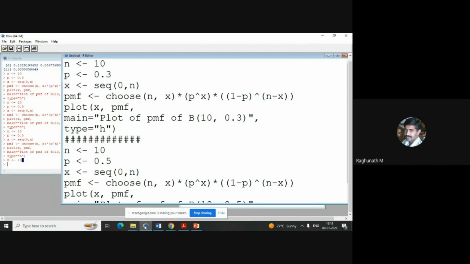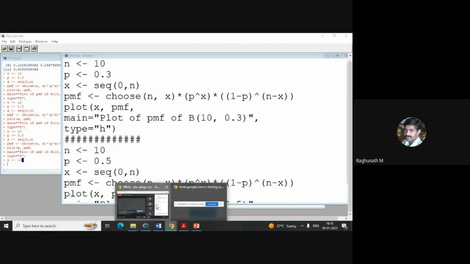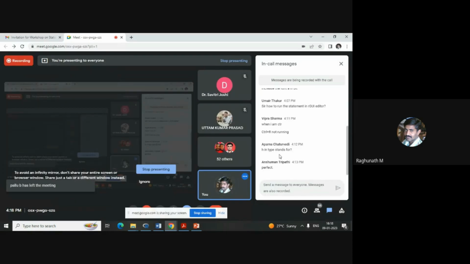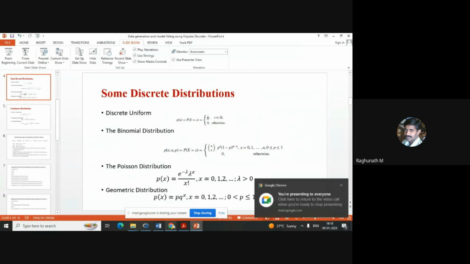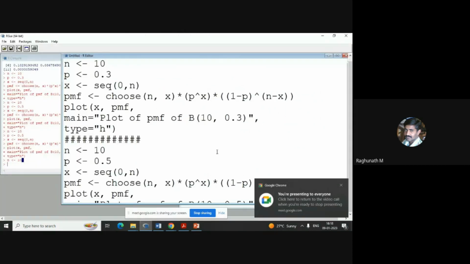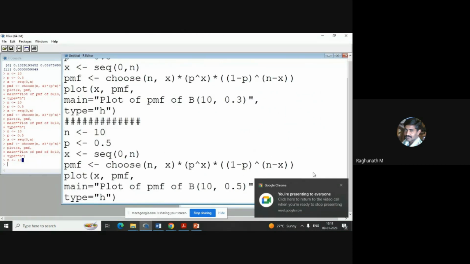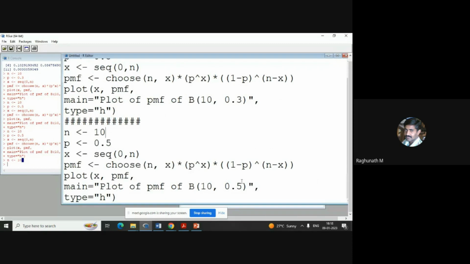One more comment. Type stands for s, that's the height, whatever is there. It stands for this line graph. That's the type for line. If you don't mention the type, I will just show you what happens.